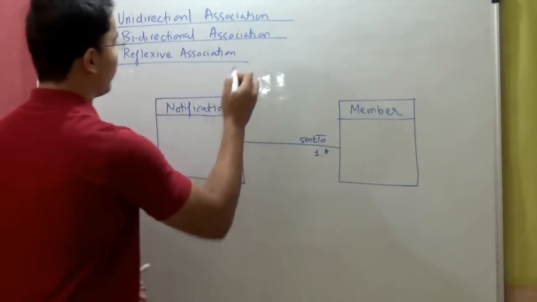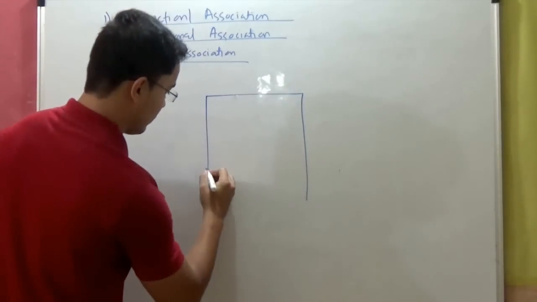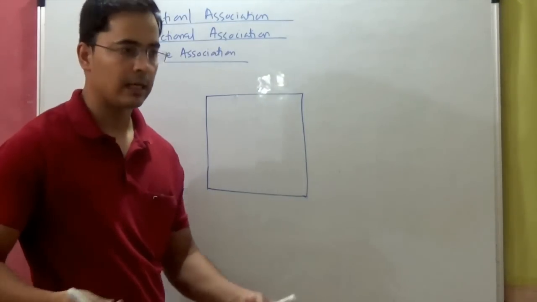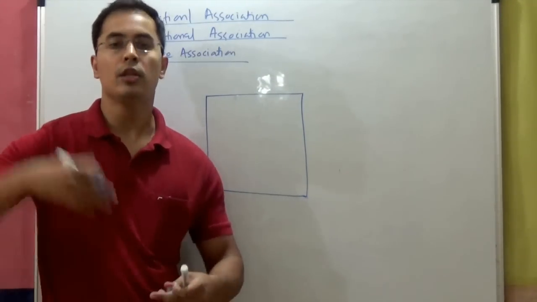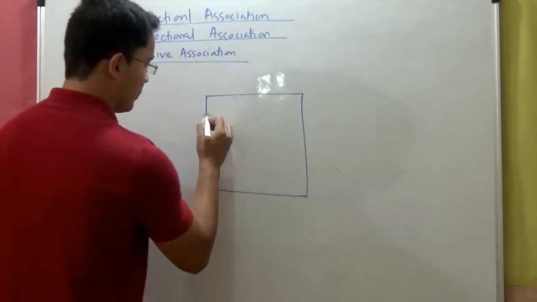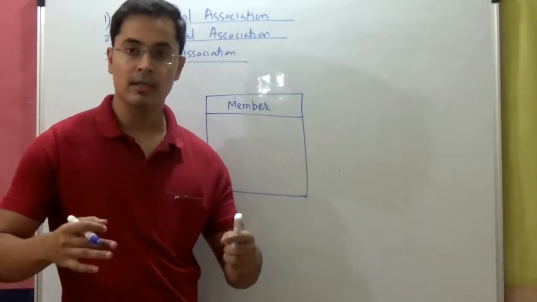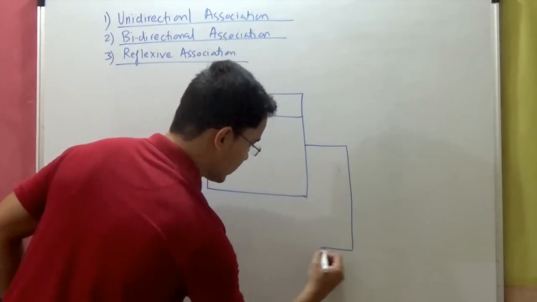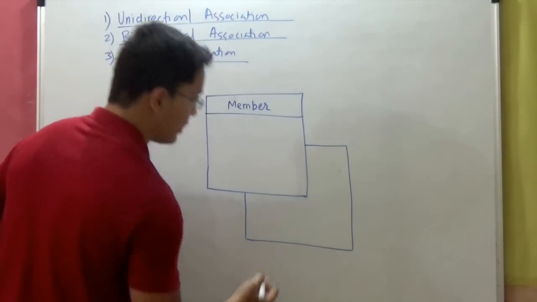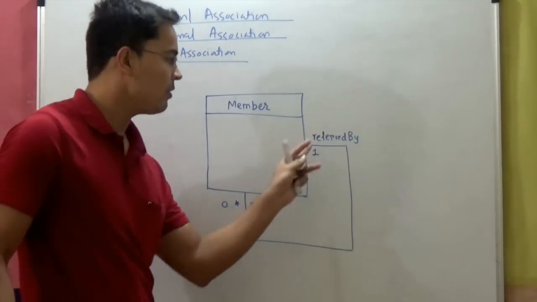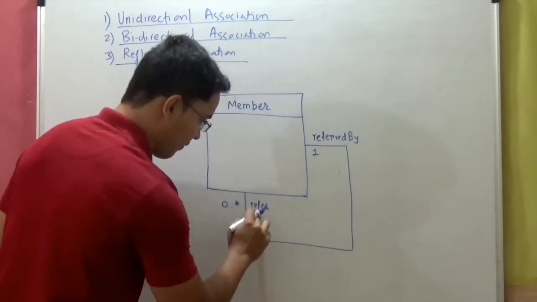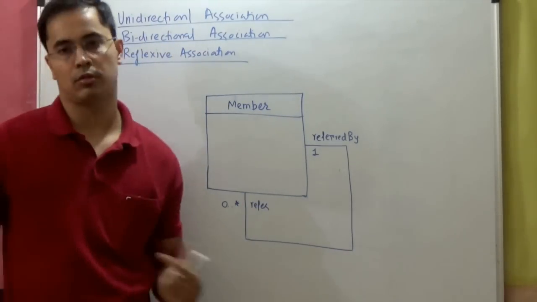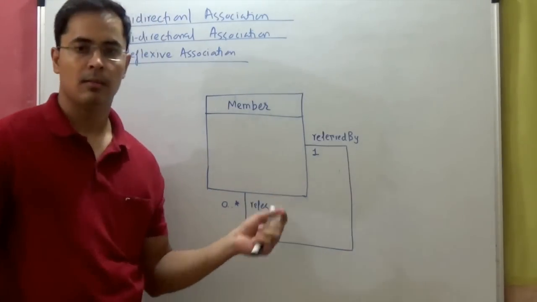Now let's look at the example of reflexive association. In our application, we have a functionality of referrals. Basically, one member can refer new members, right? So this is our Member class. Now members are referring other members, right? So it's an association between the same entity, right? A member is referred by one member and a member can refer 0 or more members, right? So this is an example of reflexive association because it is an association between a single entity.